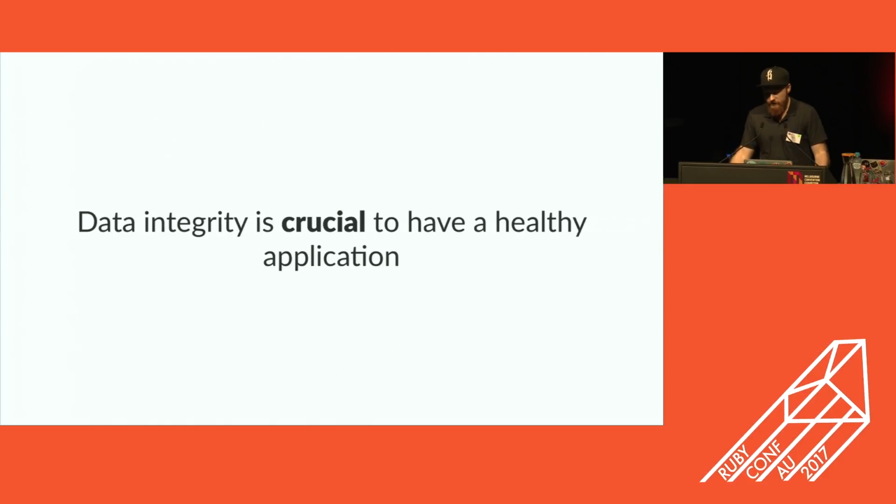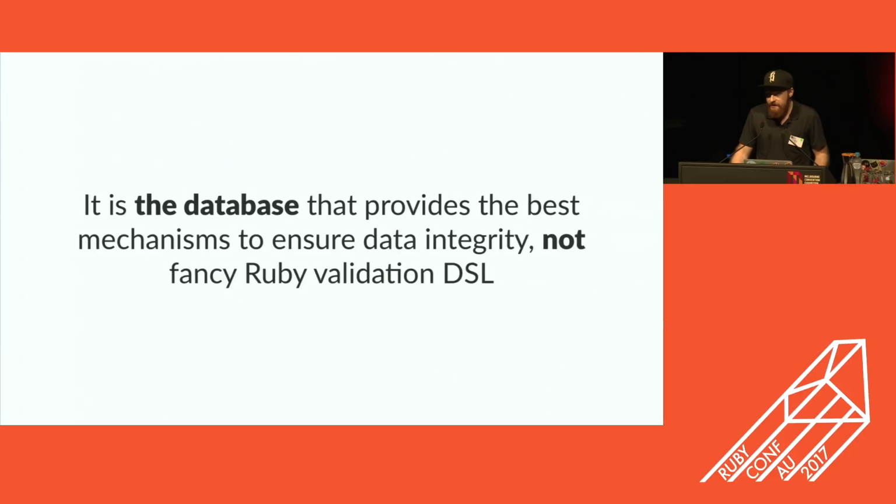Now, last but not least, data integrity is really crucial for healthy applications. Fixing broken data on production is not just risky, but it's also stressful and time-consuming, right? And it's the database that is the best tool that you have to ensure data integrity, right? We cannot say that we're just going to have a great Ruby validation DSL and we're done. It's important to put emphasis on the fact that the database has this mechanism and we should use it, right?